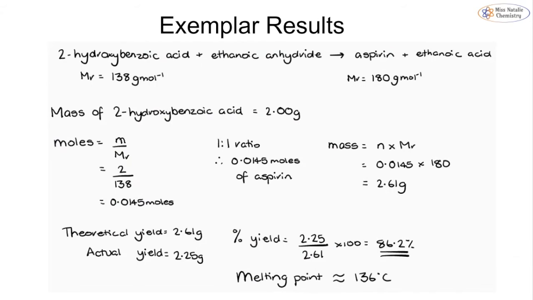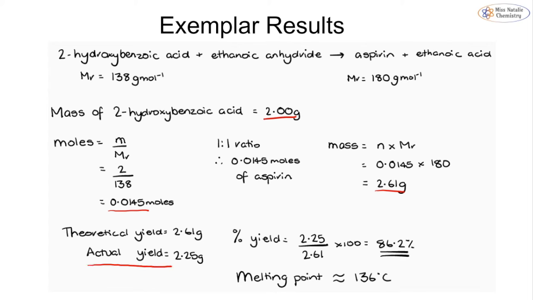So just an example of what this may look like. Well, our starting material has a molar mass of 138 grams per mole, and aspirin is 180. If we start with 2 grams, we should, in theory, once we do our calculation from balanced equation, from 2 grams we should make 2.61 grams of aspirin, because we have 0.0145 moles, and of course they're in a 1-to-1 ratio. Now that is our theoretical yield.